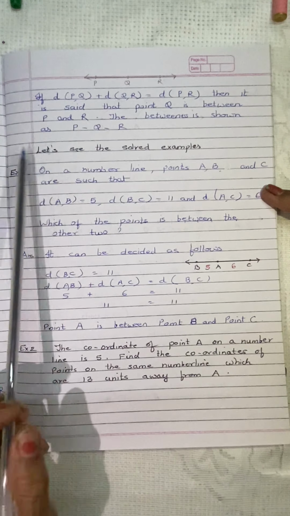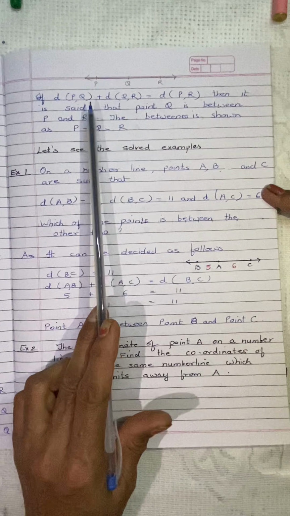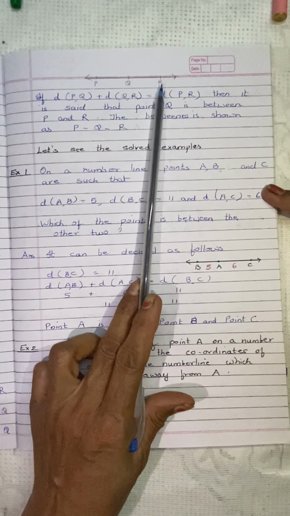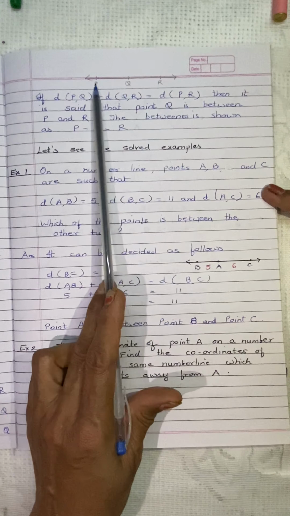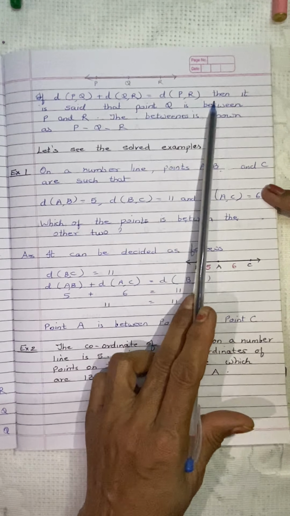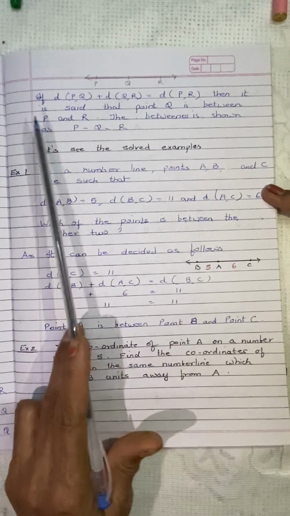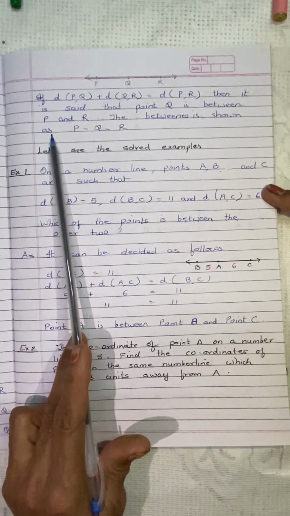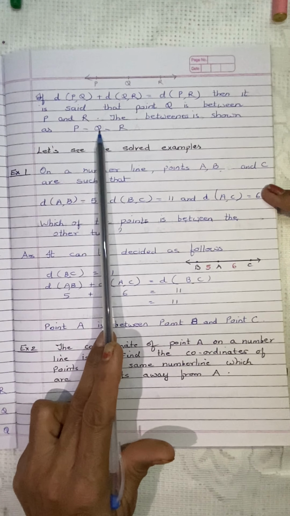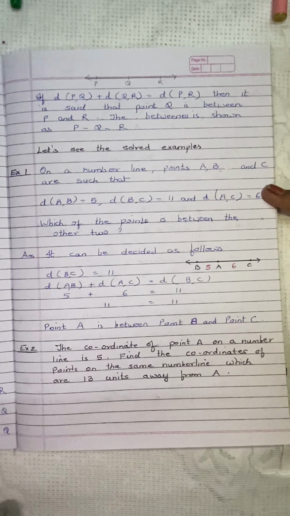Let's see this further. If the distance between P and Q plus the distance between Q and R is equal to the distance between P and R, that is from P to R, then it is said that point Q is between P and R. The betweenness is shown as P-Q-R. Let's see a solved example and understand.